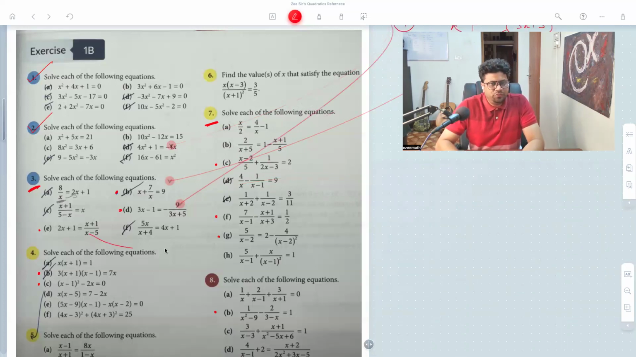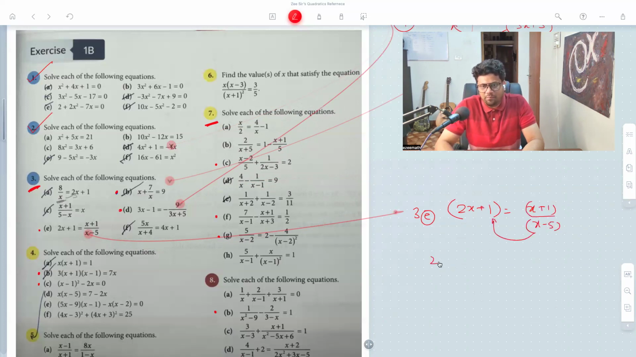Now let's move on to E, 3-part E. So we go 2x plus 1 equals x plus 1 divided by x minus 5. I'm going to take this to the other side, multiplies with the x minus 5. You go 2x plus 1 into x minus 5 equals x plus 1. And again, we're going to have to multiply the two here. We get our 2x square minus a 10x plus a x minus a 5 equals x plus 1.